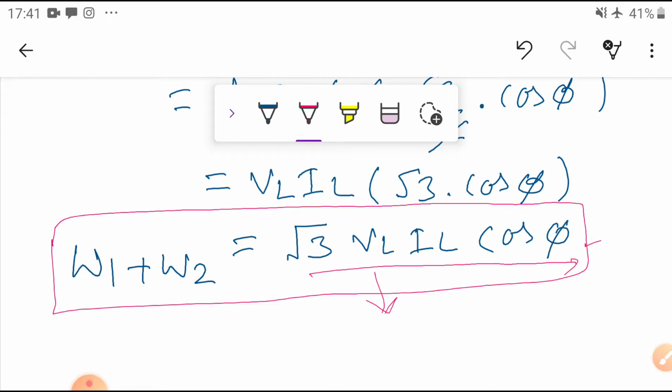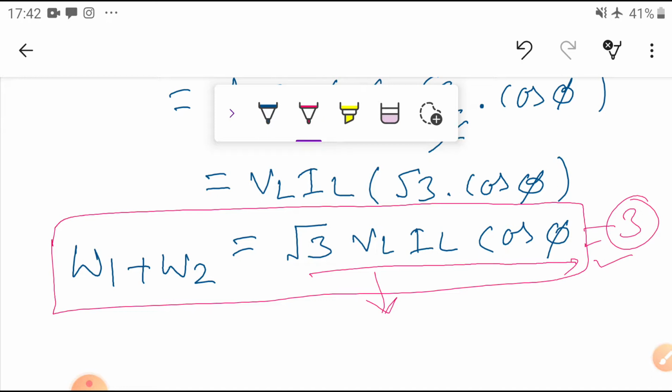That power is measured by the 2 wattmeters connected in only 2 phases, not in 3 phases, under balanced condition. If the load is balanced, and you connect one wattmeter in one phase and another wattmeter in another phase, the sum of these 2 wattmeters will give us the total power consumed in 3 phases. That is, we proved it. Okay, so let us call this equation the third equation. Now W1 plus W2 is root 3 VL IL cos 5.